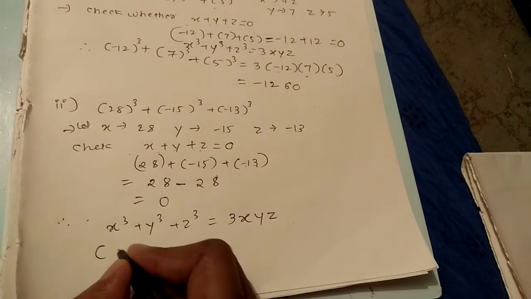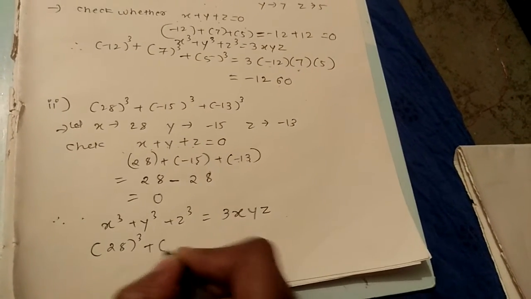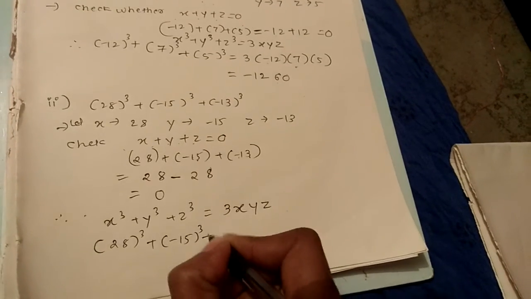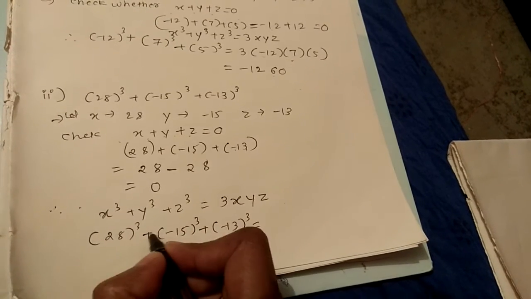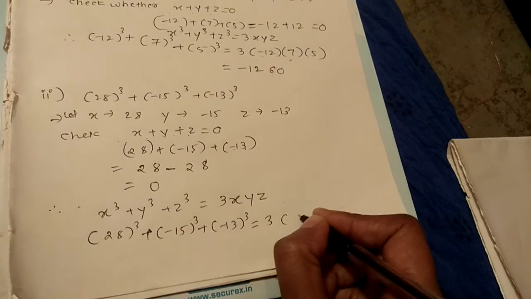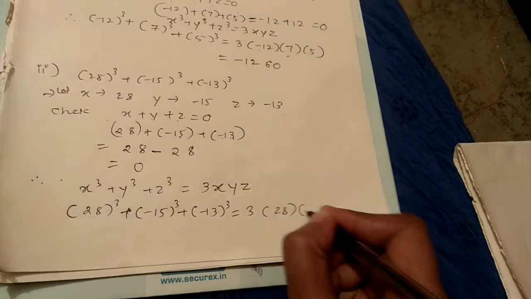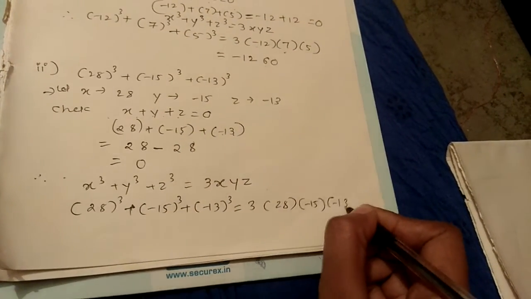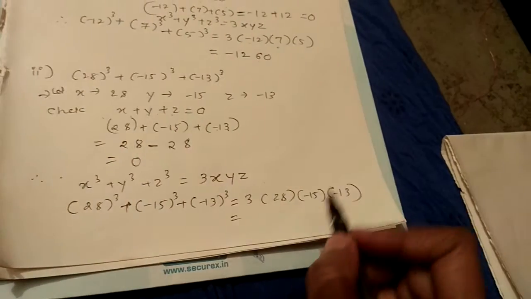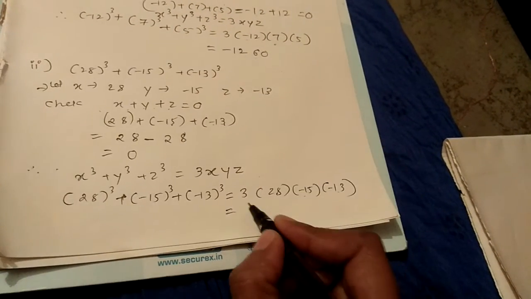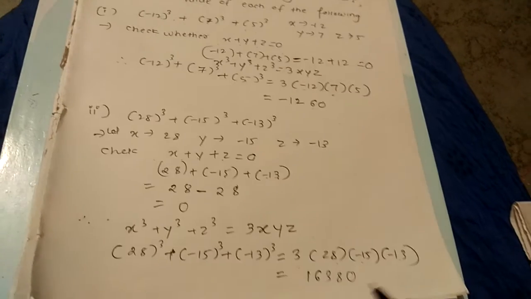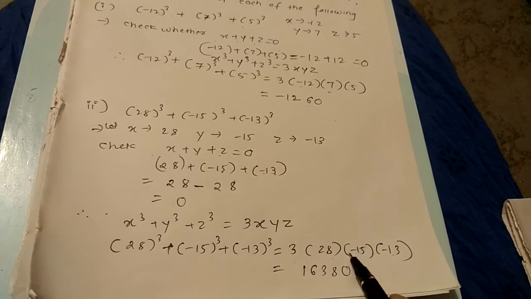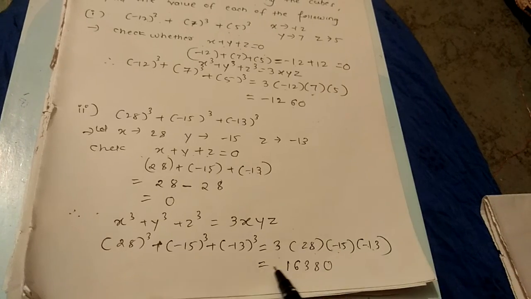So here x is 28 cube plus y is minus 15 cube plus z is minus 13 cube. The sum of these three cubes is just equal to 3 into x is 28, y is minus 15 and z is minus 13. So pair these and find the multiplication of these two. Finally you will get 16380, and about the signs, minus times minus is plus, so finally you will get a plus sign.